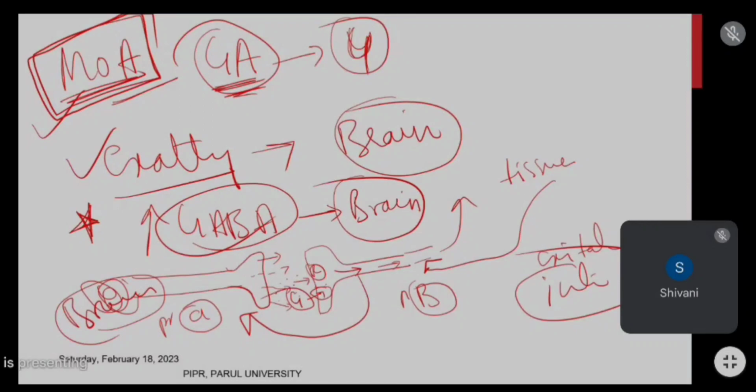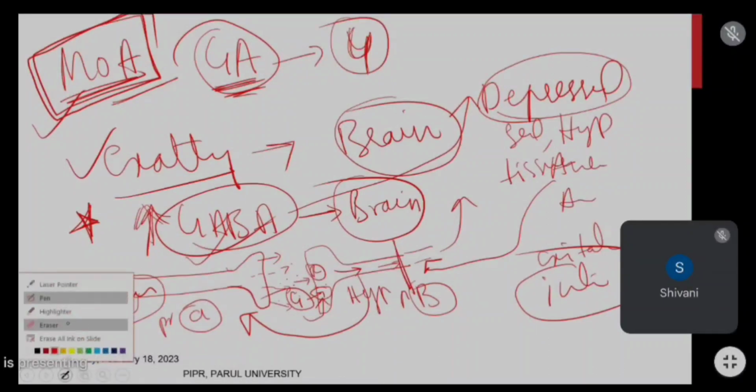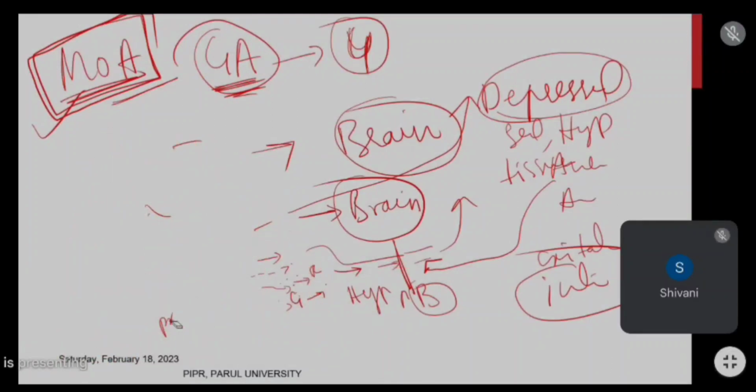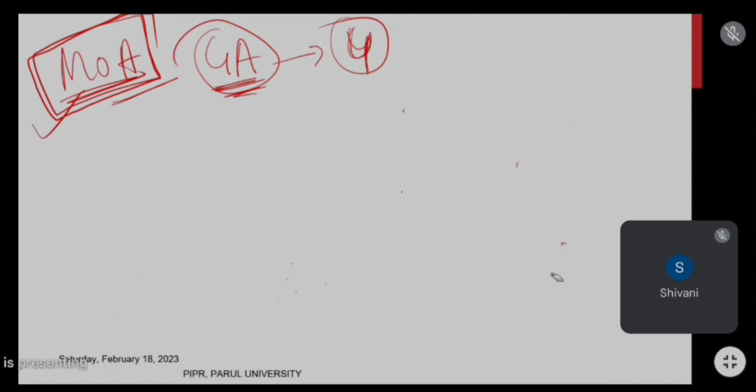When GABA is released in the synapse and falls on the GABA receptor, it will cause hyperpolarization of this nerve and the information will stop here itself. So when GABA activity is increased, what will happen? The brain will be depressed. If GABA activity increases, the whole brain will be depressed and the patient will go to sedation, hypnosis, and the patient will also have anesthetic effect and analgesic effect. All this will happen. So the first mechanism of anesthesia is that it is increasing the activity of GABA. Clear?